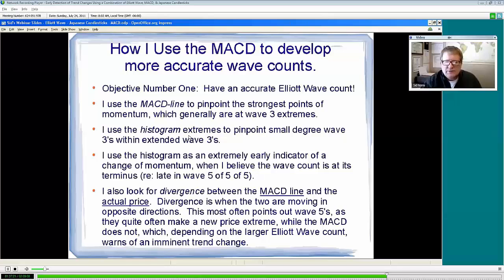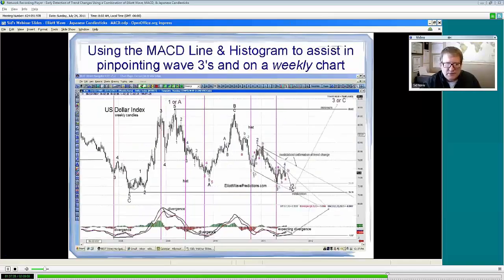Also, the histogram, if you're in a wave 5 of 5 of 5, is going to be one of your very earliest indicators of the trend change. Let's say you got divergence here, and your histogram's all red, and then all of a sudden you get this little green one here, and you look up here, and lo and behold, it's a bullish engulfing candle. Very early, the histogram will many times give you a signal right there, as early as the Japanese candlestick of trend change.